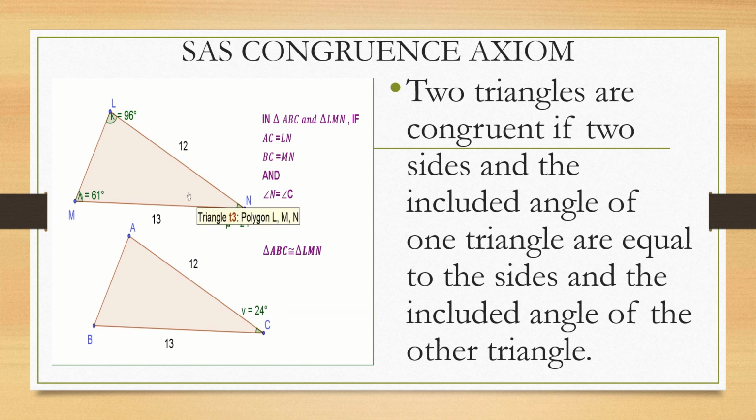Okay, so this is the SAS rule. If two sides and the included angle of a triangle are equal to those of another, then the triangles are congruent using the SAS rule.